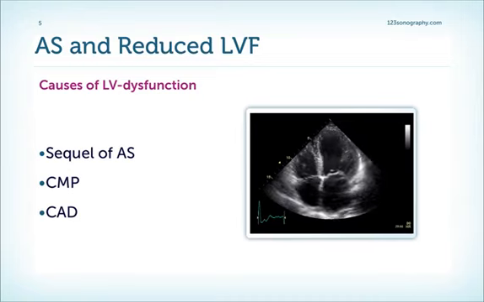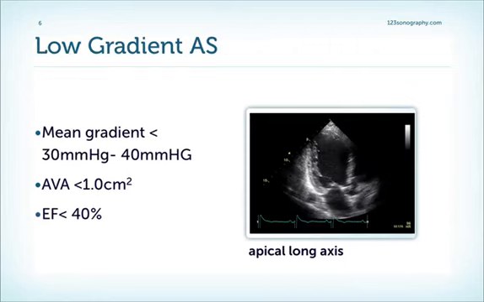If we have aortic stenosis and reduced left ventricular function, we will have lower gradients than we would expect. First, we have to consider what are the causes of LV dysfunction. Is the left ventricle reduced in its function as a sequel of severe aortic stenosis? Or does this patient have cardiomyopathy or perhaps coronary artery disease leading to scarring, such as you can see in patients after myocardial infarction?